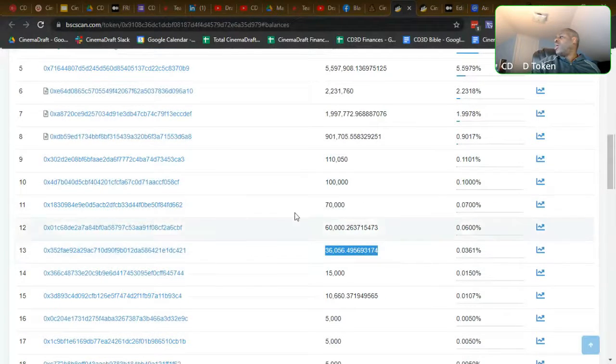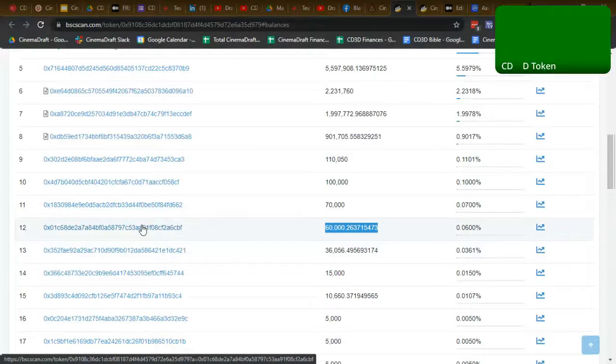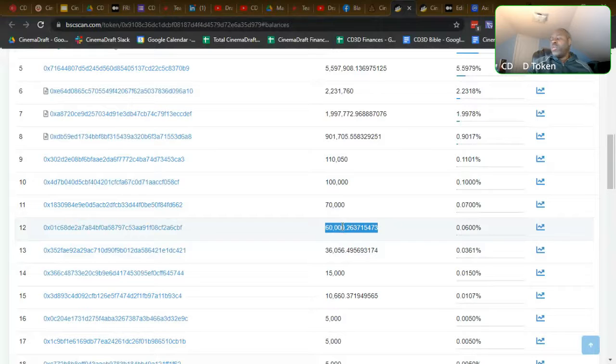That I can tell, and then the rest of these. Oh, and this wallet right here. These are for the signature campaign we've got going on. 30,000 tokens each. Bitcoin Talk signature campaign. That's what this wallet is right here.